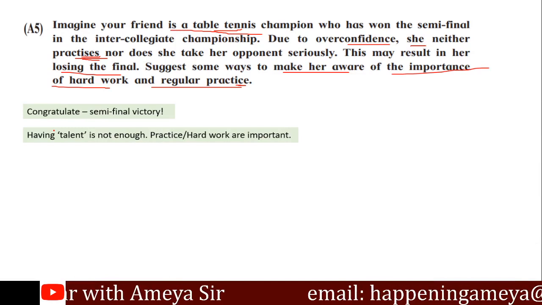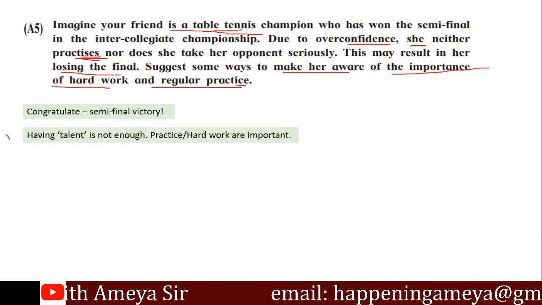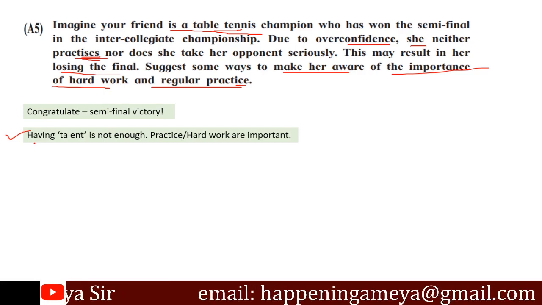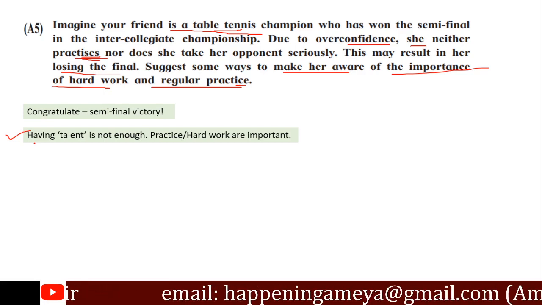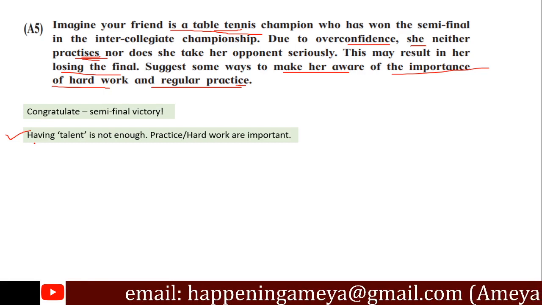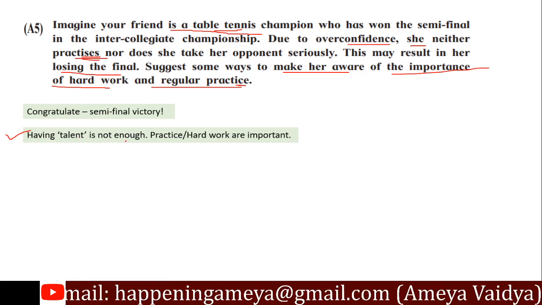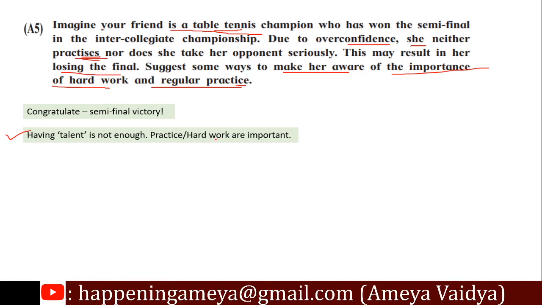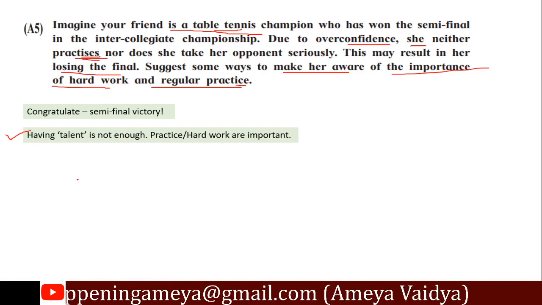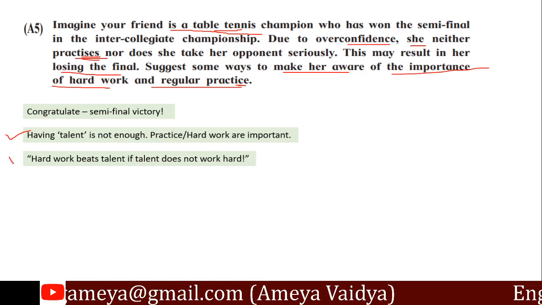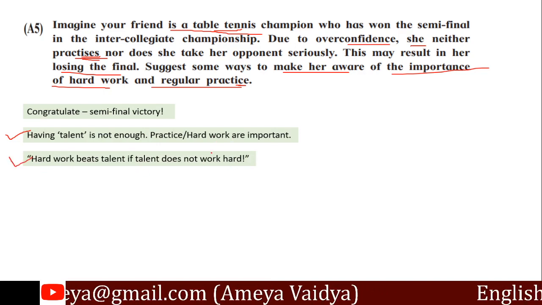Having talent. Now this line is very important, and a chess grandmaster has said this line, applicable to all walks of life, applicable to not just sports but all aspects of life. Look at the line. Having talent is not enough. Hard work is important. And I believe that the line will come next. Yes, here we go. Hard work beats talent if talent does not work hard.